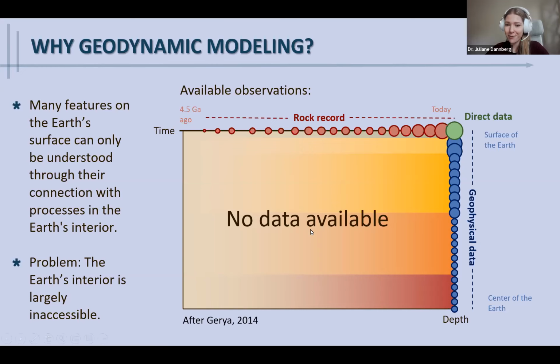This diagram illustrates how inaccessible the Earth's interior is. Most of the data that we have about the Earth is where this green dot is, which is at the present day and at the surface of the Earth. We can go along this horizontal axis back in time because the rock record tells us how the Earth's surface has looked in the past. We can also go along the vertical axis because geophysical data tell us how the Earth's interior looks today.